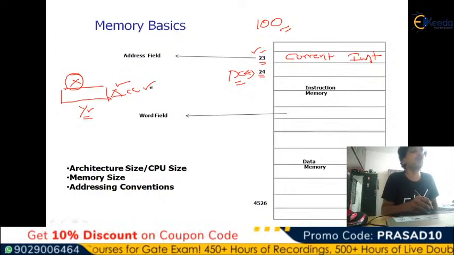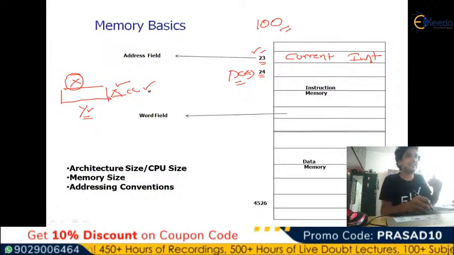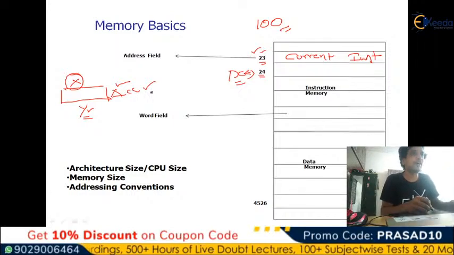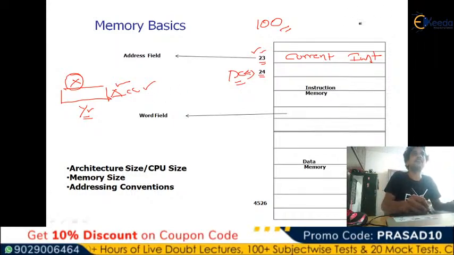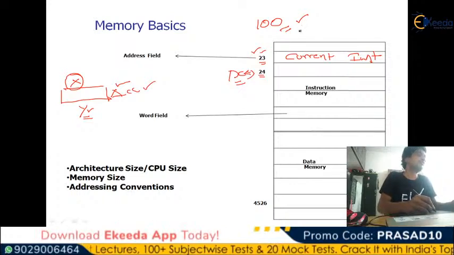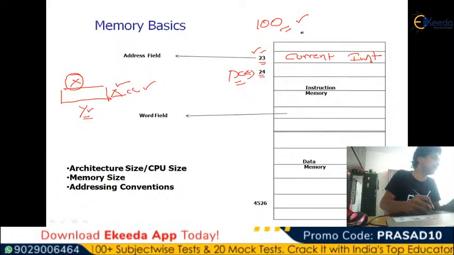Once again, what do you mean by accumulator? The accumulator is going to hold the partial output during the execution of any instruction, but it is going to give you the final output after executing the final 100th instruction within your program. Okay, so this is what the accumulator is all about.